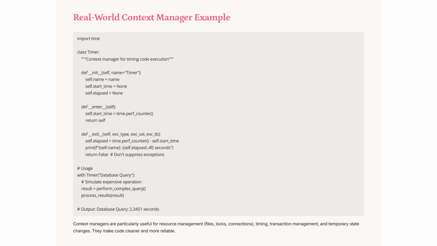Context managers, like the Timer class, efficiently manage resources by timing code execution. The __enter__ method starts the timer, while __exit__ calculates elapsed time, ensuring precise performance measurement. This approach is invaluable for optimizing database queries and other resource-intensive tasks, enhancing code reliability and clarity.